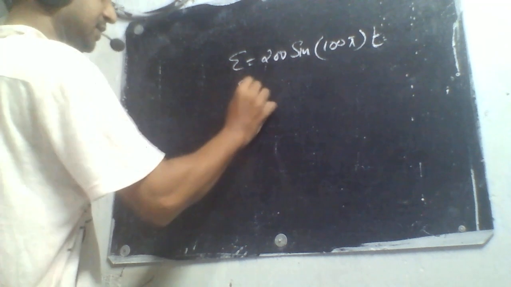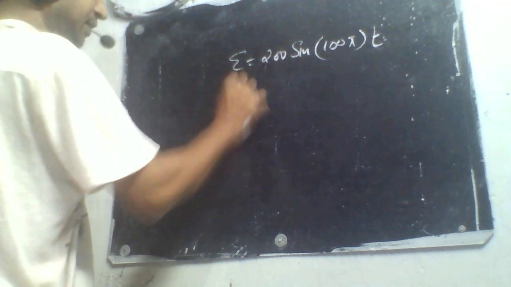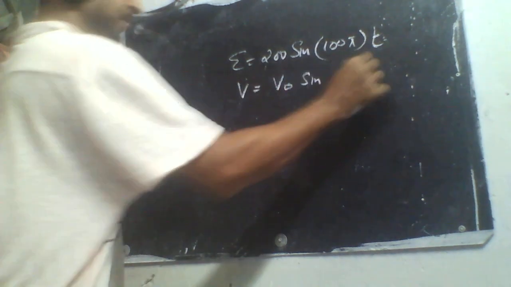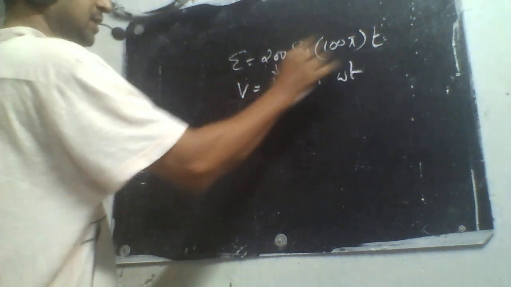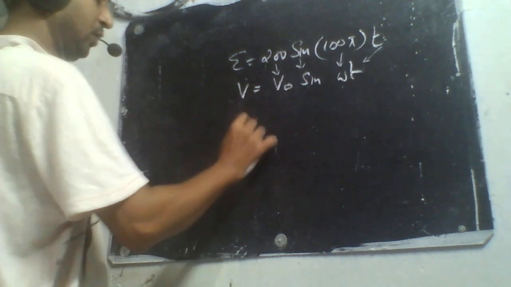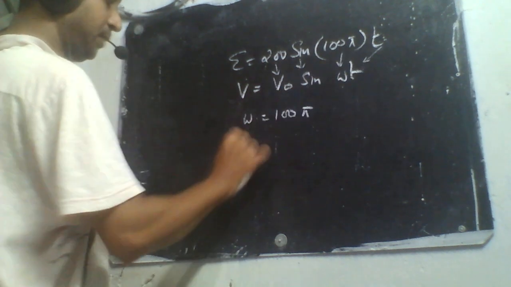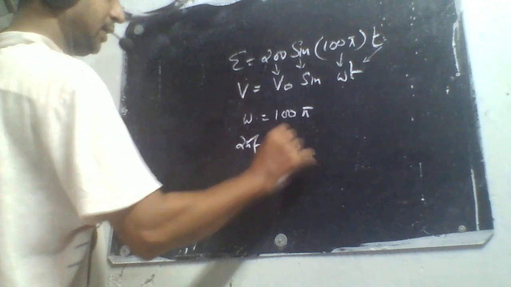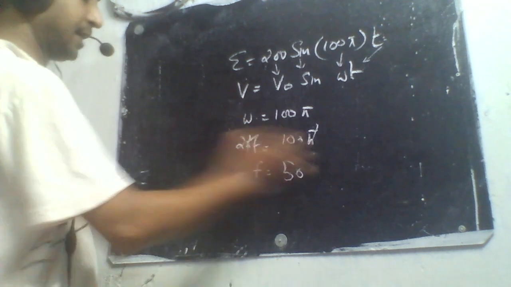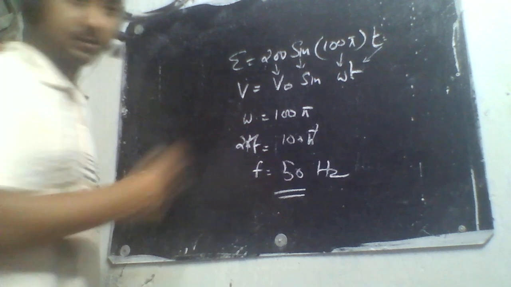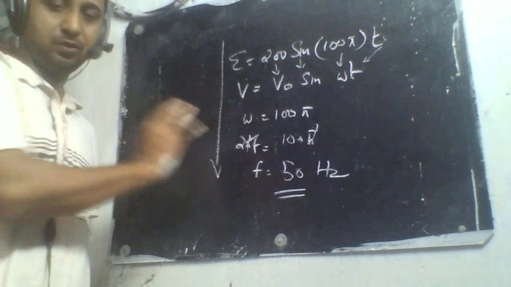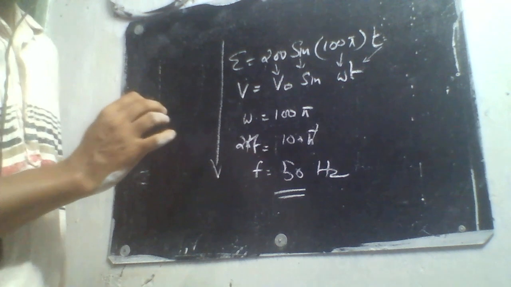See, if you compare this with the equation for E or V, same thing, V is equal to V0 sine omega t. Now, this is V0, and 100 pi comes in place of omega. So you can write omega is equal to 100 pi. Omega is actually 2 pi f, so f will be equal to 50. Pi and pi cancel, you will get 50 hertz. So one question can be something related to this. Easily you can do it. Okay.